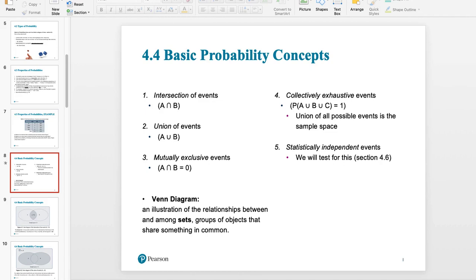The first one is the intersection of events. The second one is the union of events. The third one, mutually exclusive events. We are going to understand what that term means. We have also what we call collectively exhaustive events and statistically independent events.